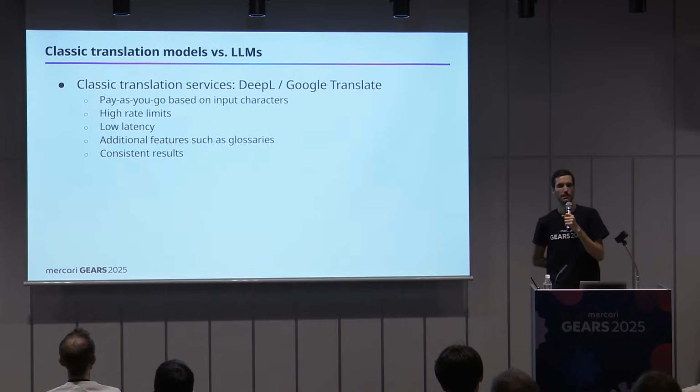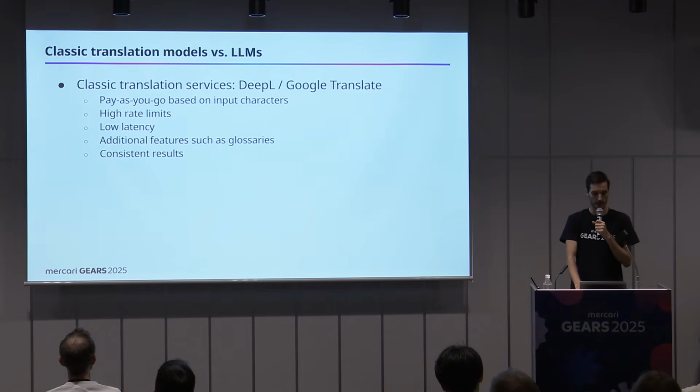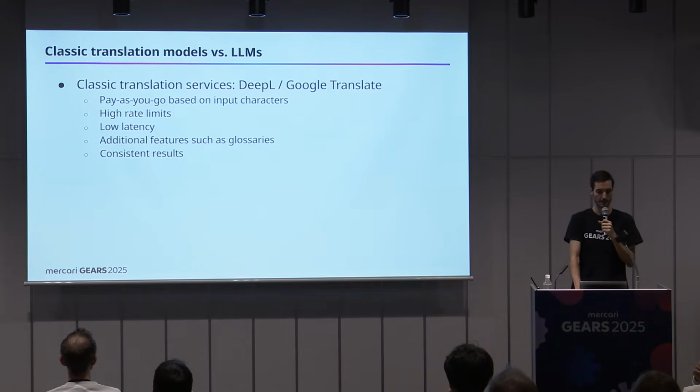DeepL and Google Translate are pretty famous services, and they are pay-as-you-go, and they are based on the number of characters. They have high rate limits, low latency. They have some additional features like a glossary, which is useful when you want some word in your original language to be translated to a very specific word in the target language. And that's the case, for example, when you work with anime characters, manga characters, and titles. They have very specific translations, and sometimes the models, even those, do not know. So it's really useful, and you always get consistent results. If you give it an input, you usually get the same output.